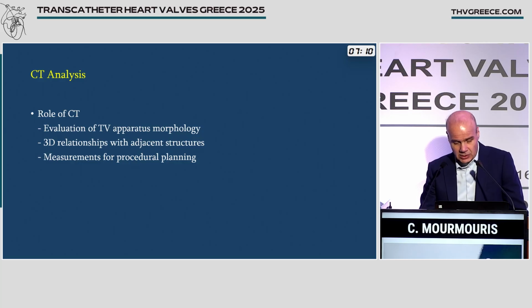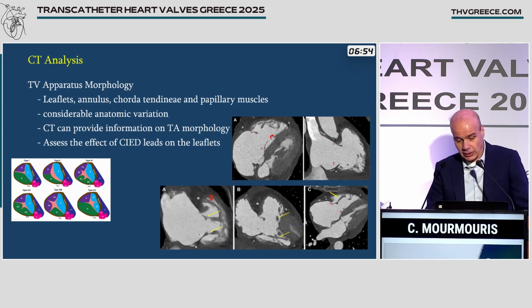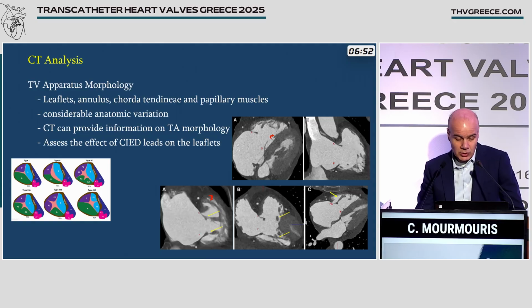So the role of CT is to evaluate the TV apparatus morphology, provide information regarding 3D relationships with adjacent structures, and provide all the necessary measurements for procedural planning. We know that the TV apparatus consists of leaflets, annulus, chordae tendineae, and papillary muscles. There is considerable anatomic variation, and CT can provide information complementary to ultrasound on tricuspid apparatus morphology.